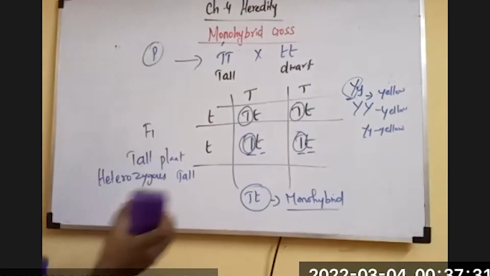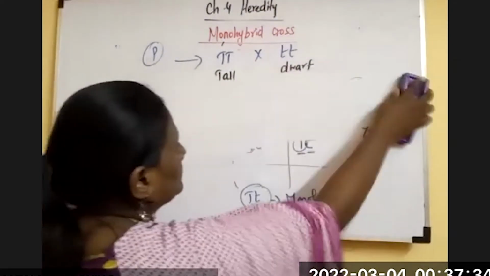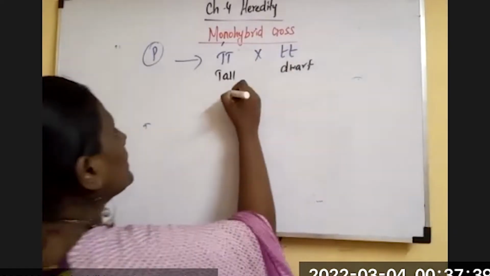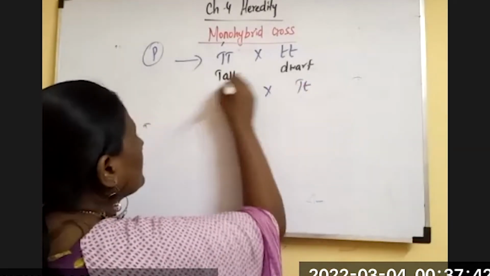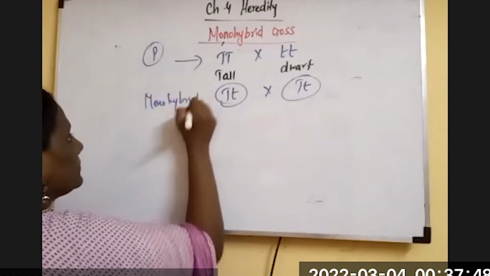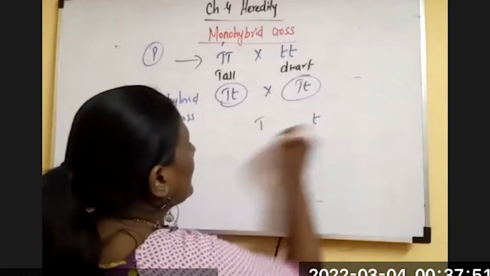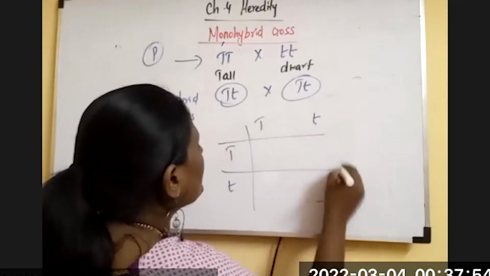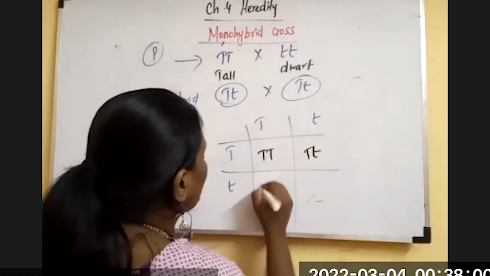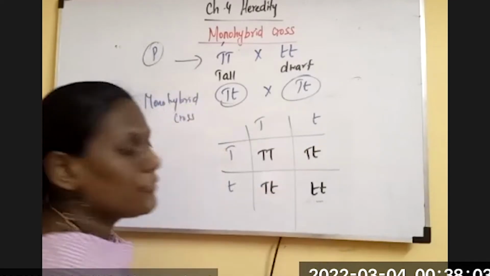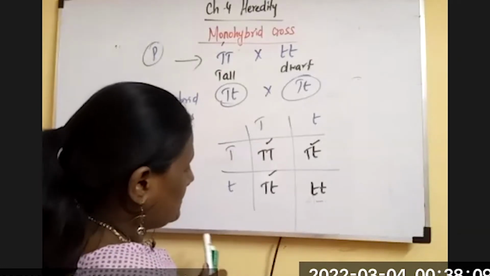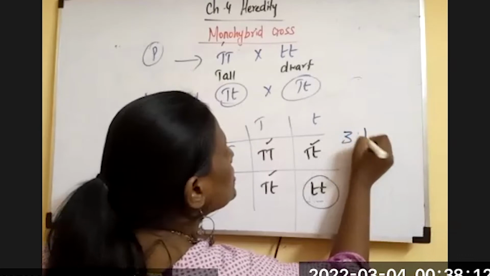Now we are going to cross this monohybrid. Going to observe the F2 generation. Okay, so this monohybrid is going to get crossed. So it is said to be a monohybrid cross. Okay, now we can write like this. Again, the Punnett square. So what is the result? TT, Tt, Tt, and tt. Now if you see, there are 3 tall plants and 1 dwarf plant. So the ratio is 3:1.